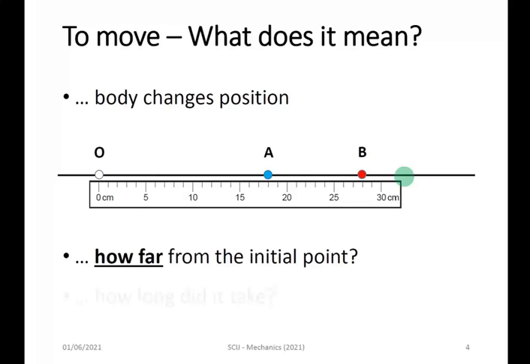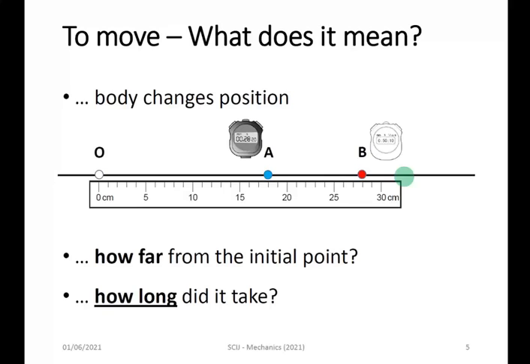Again, how far, being the length or the distance from the initial point to the final point, is still not enough. Many times you may also want to find out how long it takes to move from the initial point to the final position. That's why we will need a clock, another calibrated instrument, a clock or stopwatch, to measure the time it takes particle A to move from O to point A and particle B to move from point O to point B.